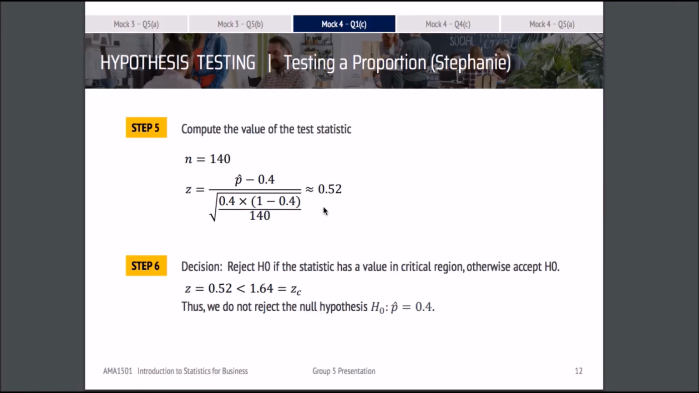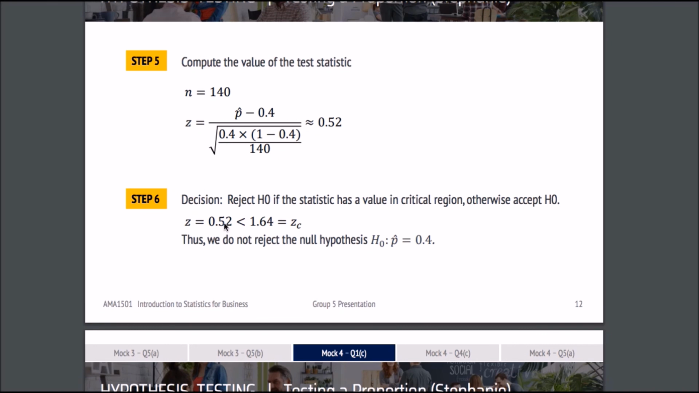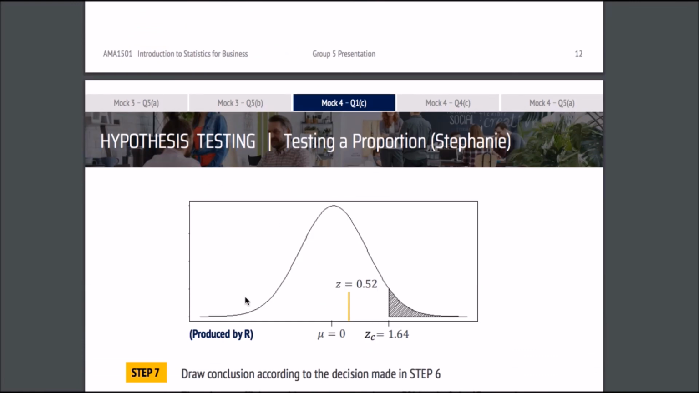So after we get the number of 0.52, by referring back to the distribution table, 0.52 is smaller than 1.64. So from the graph we can see that this is actually our critical region. So this is the acceptance region.